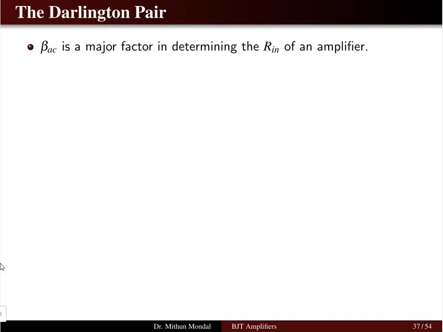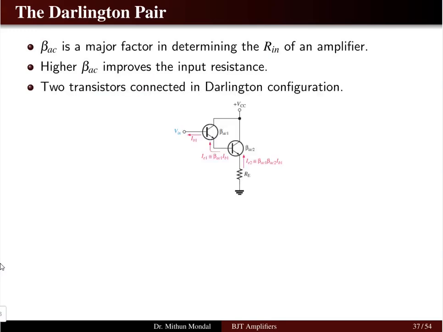So what is the necessity of this circuit? The current gain beta is a major factor in determining the input resistance of an amplifier. If we have a higher beta, then it will improve the input resistance. So two transistors are connected in Darlington configuration. Here we can see this is the transistor T1 and this is the transistor T2, which are connected in Darlington configuration with the current gains beta AC1 and beta AC2.